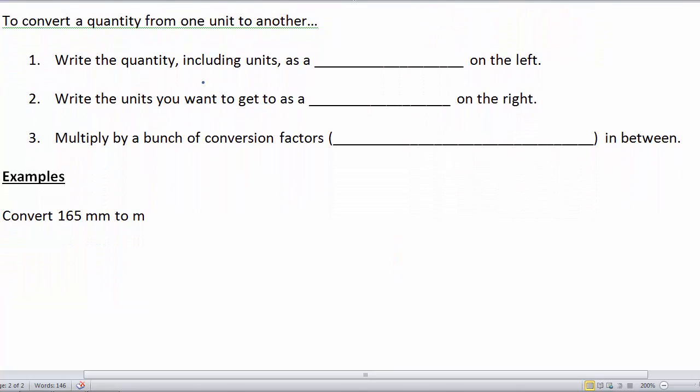So the first thing to do is to write the quantity you're starting with, including its units, as a fraction on the left side of your page. So down here, the quantity we're dealing with is 165 millimeters. And I want to write that as a fraction. Now, as a quick reminder, something that doesn't normally look like a fraction or look like it needs to be written as a fraction can always be written as a fraction by simply putting it over 1.